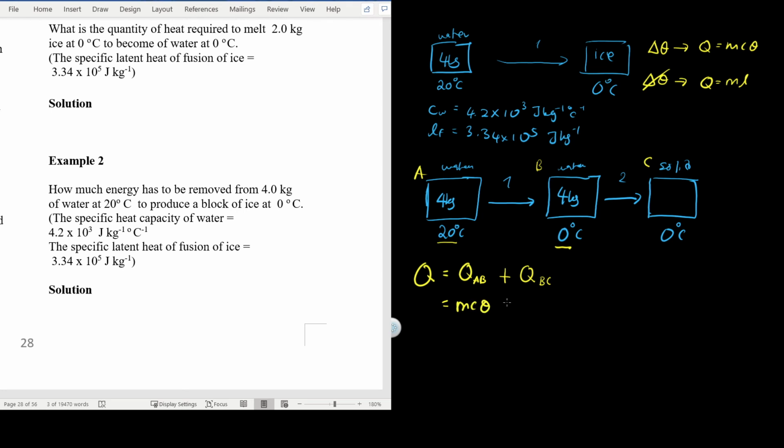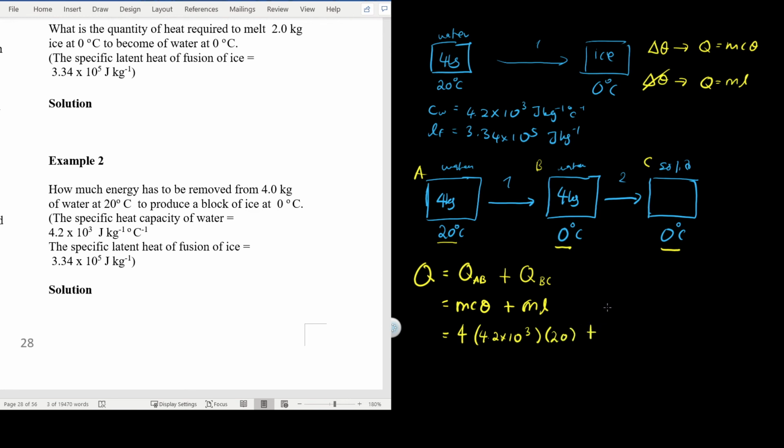Plus, what about BC? From B to C, is there any change in temperature? 0 to 0, so the temperature is constant. Whenever the temperature is constant, you can use Q equals mL. Here m is the mass of water, which is 4 kilogram. c is the specific heat capacity of water. Remember, this is water to water, so 4.2 times 10 to the power of 3. And be careful with the change in temperature. It is from 20 to 0, so 20 minus 0, we get 20 degrees Celsius.